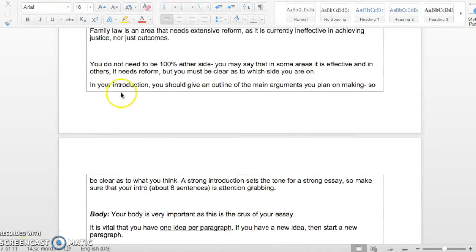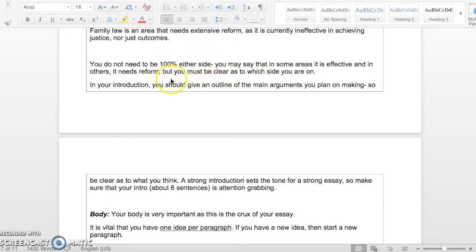Okay. So you don't need to be 100% on either side. You may say that in some areas it's effective and in others it needs reform, but you must be clear as to which side you are on. You won't find any area of law that is 100% effective. Neither will you find any area of law that is 0% effective. If you do, wowzers, you've just struck like amazing luck. Okay, but for the rest of us, you could be somewhere in the middle.